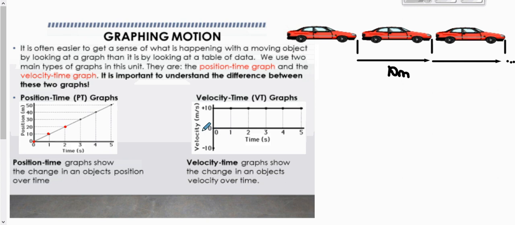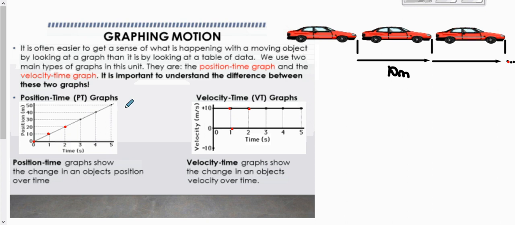If I were to graph this on a velocity time graph, we would see after 1 second, the car has traveled at a speed of 10 meters per second. At time 2 seconds, it has traveled another 10 meters in the second previous. So after 2 seconds, it is still traveling at 10 meters per second. On a velocity time graph, if we see a horizontal line, what we notice is that the velocity is unchanging.